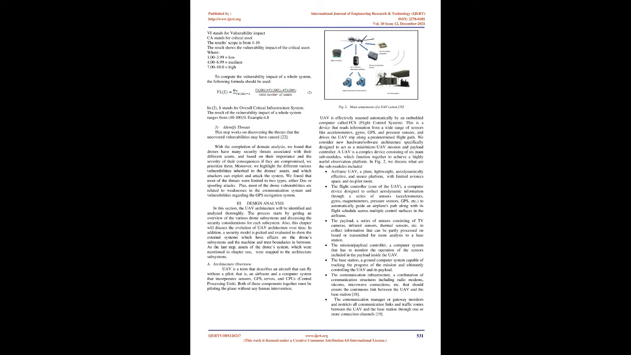A. Architecture overview. UAV is a term that describes an aircraft that can fly without a pilot, that is, an airframe and a computer system that incorporates sensors, GPS, servos, and CPUs, central processing units. Both of these components together must be piloting the plane without any human intervention. UAV is effectively manned automatically by an embedded computer called FCS, Flight Control System. This is a device that reads information from a wide range of sensors like accelerometers, gyros, GPS, and pressure sensors, and drives the UAV trip along a predetermined flight path.